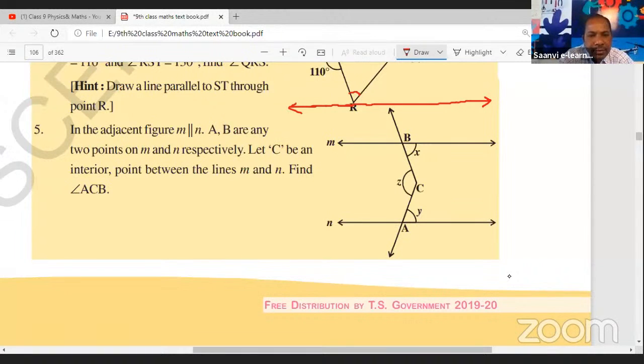So what is asked here? Find angle ACB. It means this angle we have to find out. It means angle Z we have to find. Here he mentioned angle ACB, and he mentioned Z. It means this angle Z we have to find out. So observe the figure carefully.